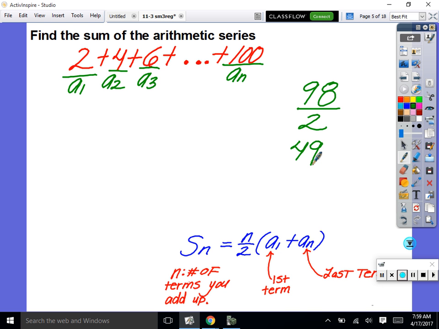Here's why. That doesn't account for the first term. So it took us adding 2 49 times. That put us to 100. So how many terms? You got to add 1 more to that because that doesn't account for the first term.